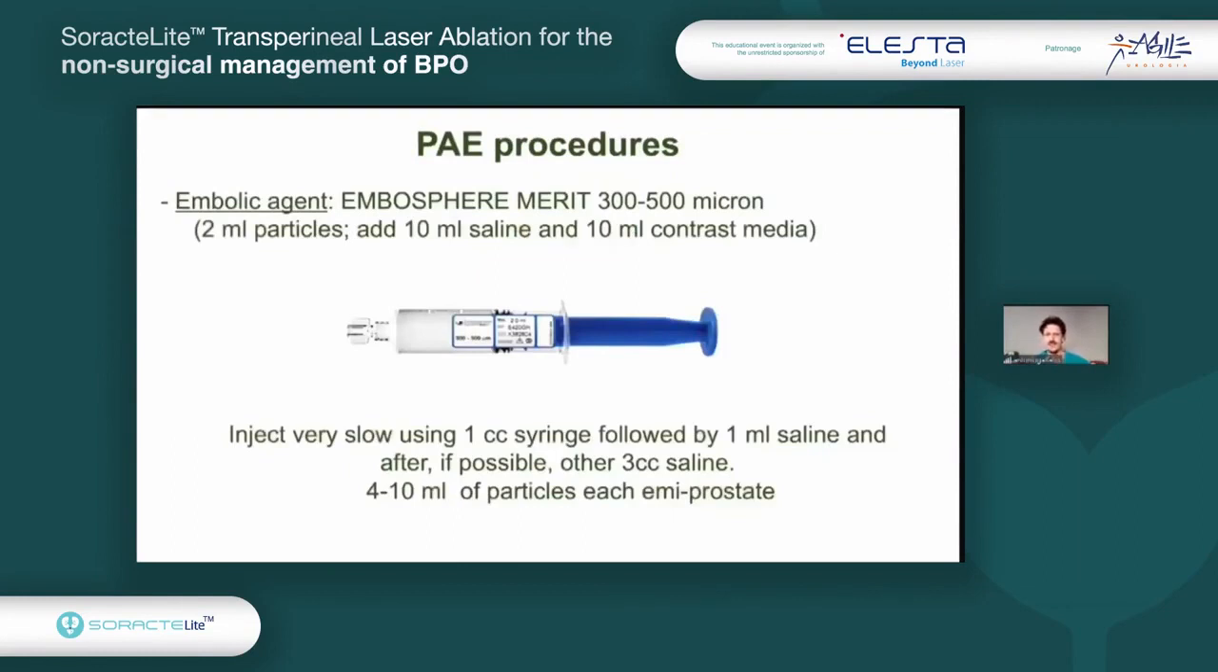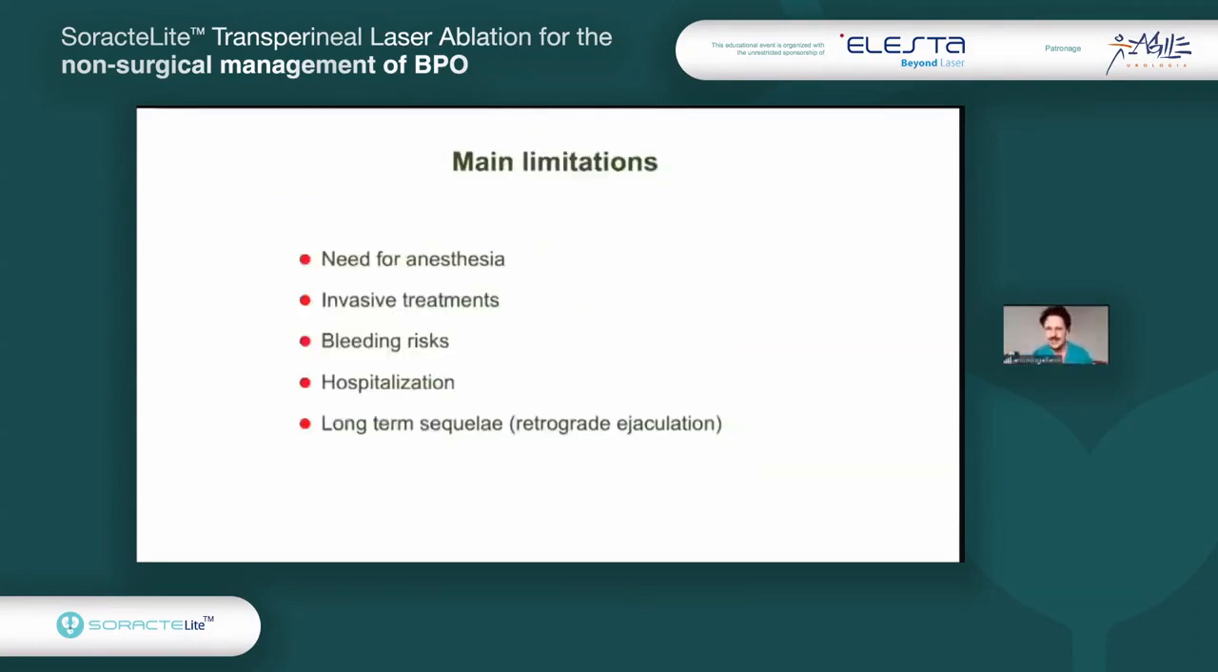The particles that are used to do the embolization are the Embosphere, that is 300 to 500 micron. And the other very important trick is to inject the particles very slowly, because if you inject quite quickly, the risk is that the particles come back to the main artery and go to other arteries. So the tricks to avoid complications are technical tricks. The main limitations that we saw with the main surgical approaches have completely disappeared with this kind of treatment, because you don't need anesthesia, it is not an invasive treatment, you don't have bleeding risk, they do it also under Coumadin, you don't need hospitalization, and you don't have retrograde ejaculation.